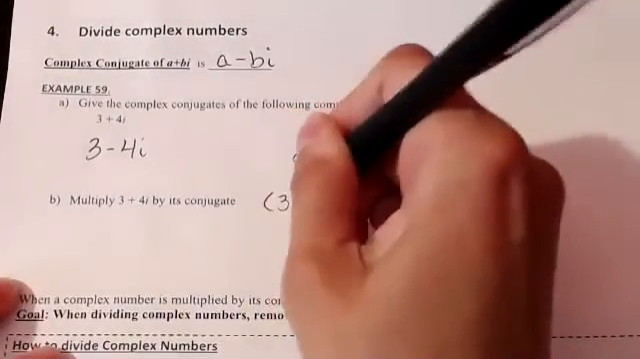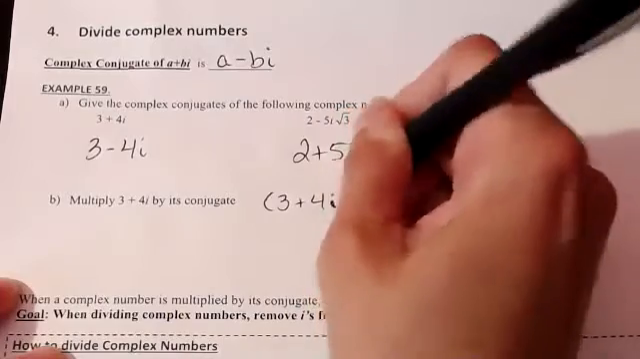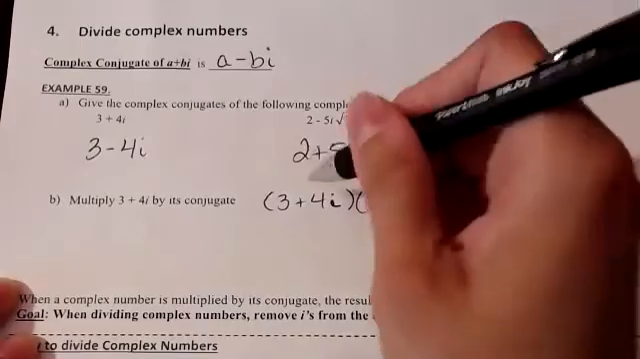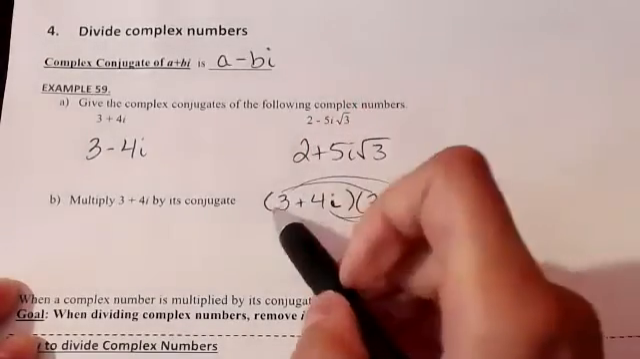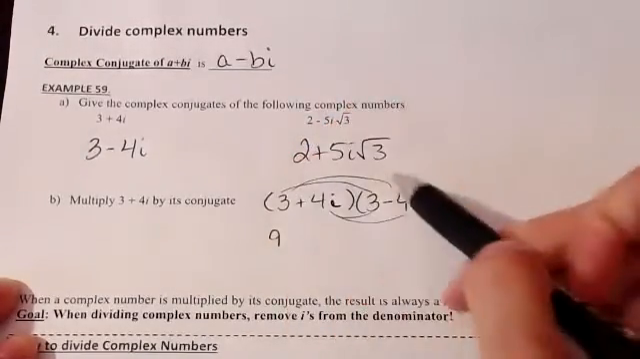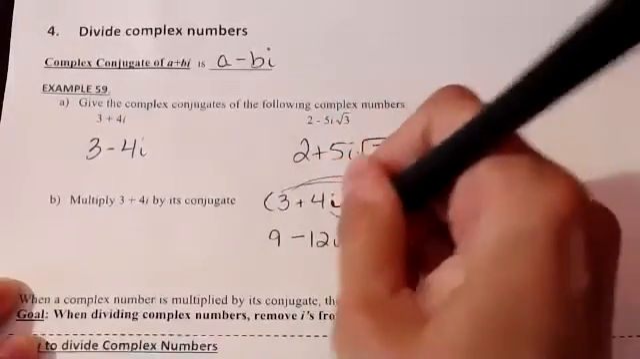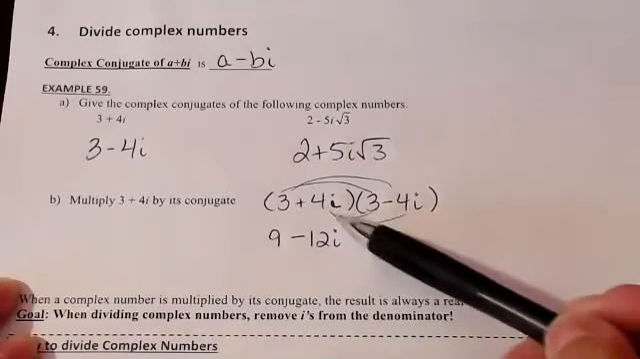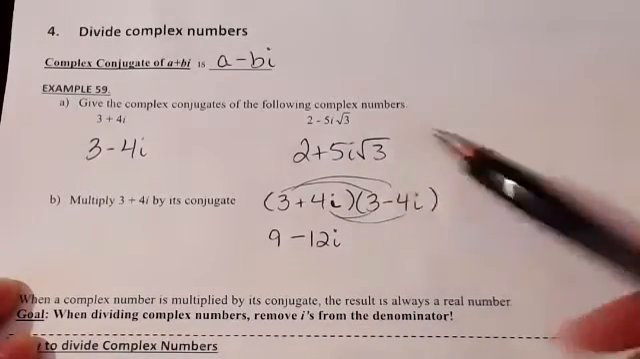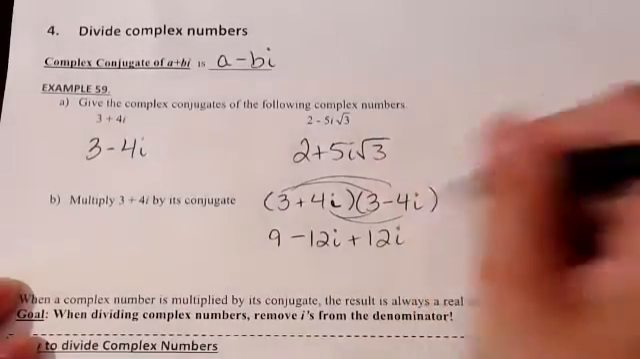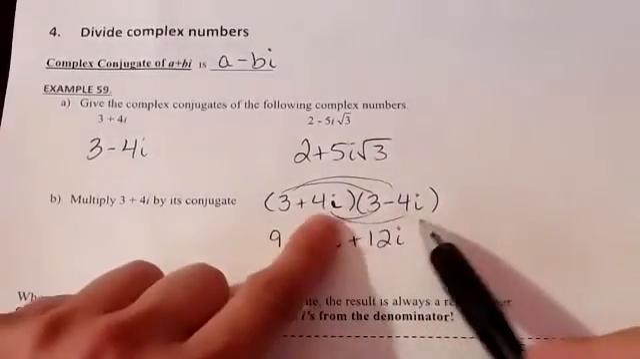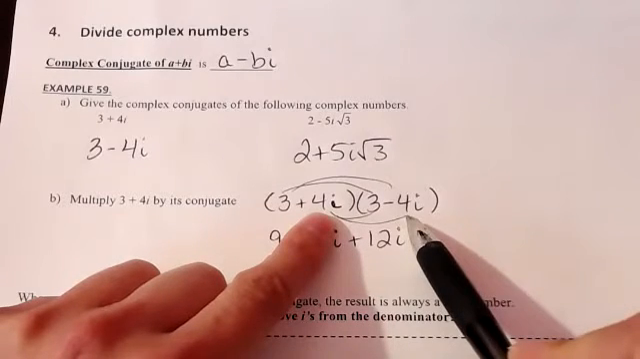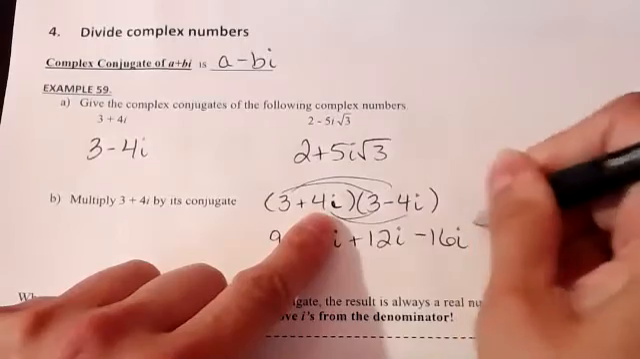So let's take 3 plus 4i and multiply it by its conjugate and see what happens. So let's distribute. 3 times 3, 9. 3 times a negative 4i, negative 12i, right? We're going to keep that in there. What do we get here? There's 12i, positive 12i. And then what do we get for this last piece here? Negative 16i squared. Yes, awesome, negative 16i squared.